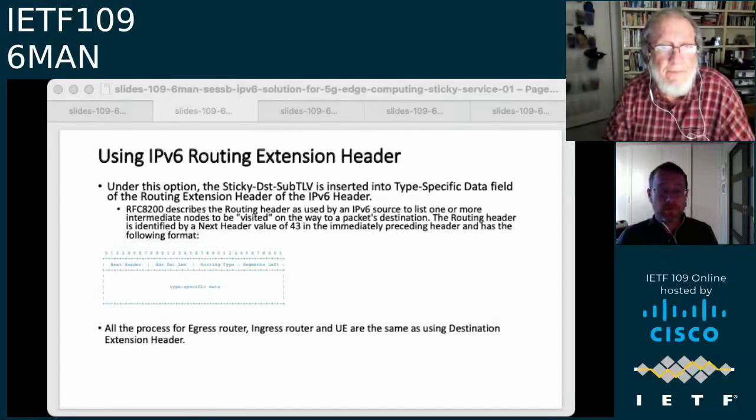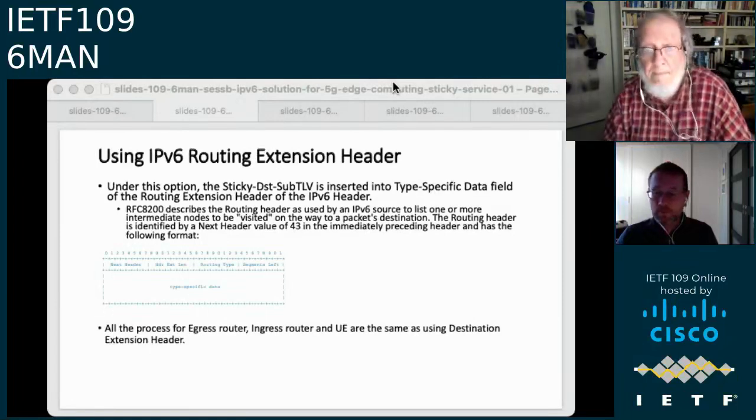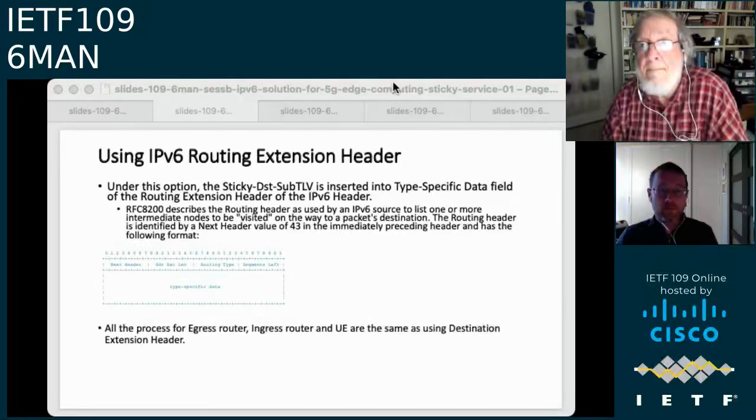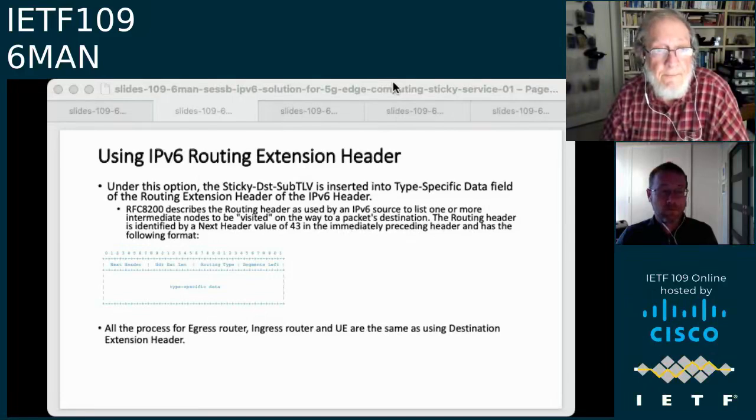Ron? What you're trying to do is send information from the destination. The destination option is the right thing for that. The routing header would only be appropriate if you really wanted to steer the packet along some specific path, and I don't think that's your primary goal. That's right. Okay. Thank you very much, Ron. So we'll eliminate this option. We'll just take the destination header.